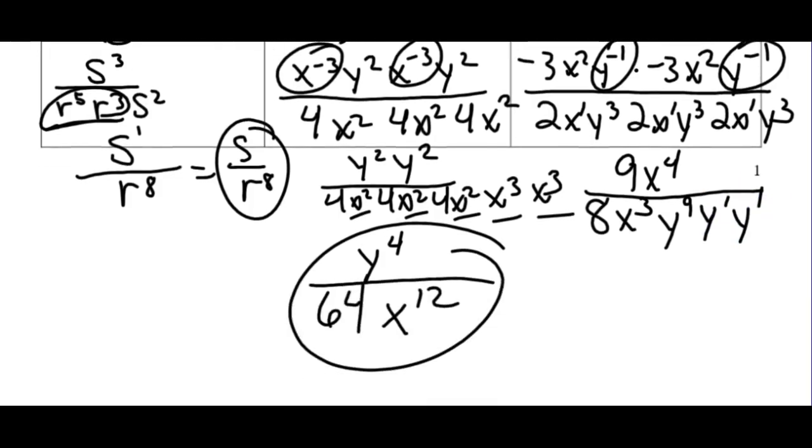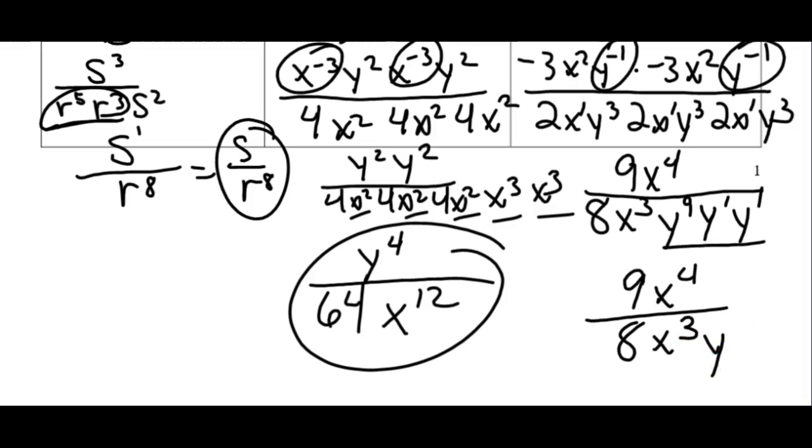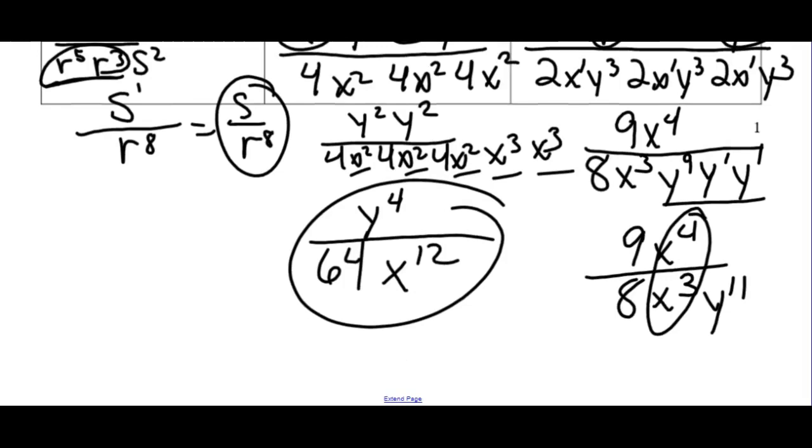Now I need to put all those together. So 9x to the 4th over 8x to the 3rd, y to the 9, 10, 11. Oops, but now I have an x on top and an x on bottom, so I need to clean that up. And more x's on top. So that's where my x will stay.